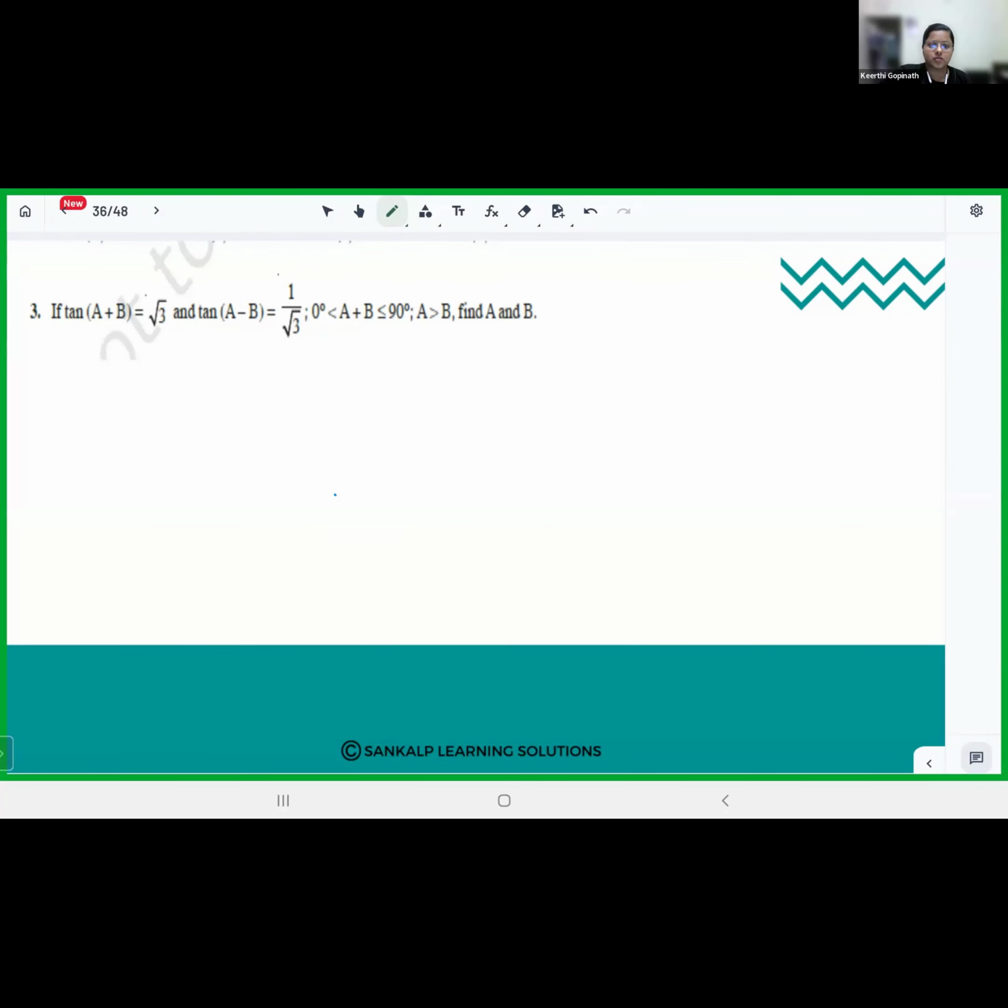How will you find the values of A and B? Can you think about it? They have given tan of A plus B is root 3. So you just think which value of tan will give you root 3. Which degree or which trigonometric ratio will give you the value root 3?